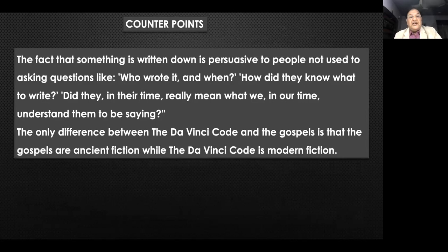And his counterpoint is that something being written down is persuasive to people not used to asking questions like who wrote it and when. For example, nobody asks who wrote the Bible and when, how much time did it take, how did they know what to write, did they in their time really mean what we in our time understand them to be saying. The only difference between the Da Vinci Code and the Gospels is that the Gospels are ancient fiction, while the Da Vinci Code is modern fiction. Aren't you reminded of Yuval Harari, who compared the scriptures to Harry Potter? And so he totally does not believe.